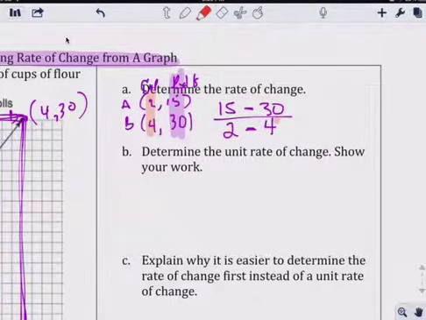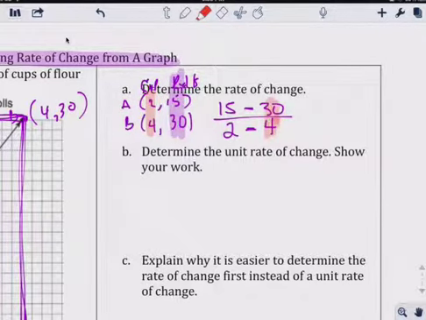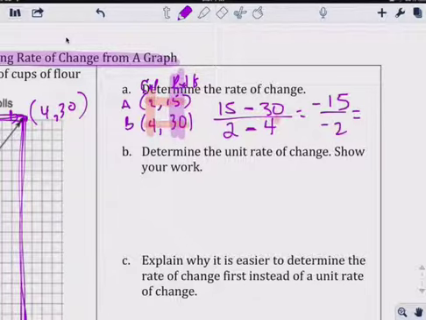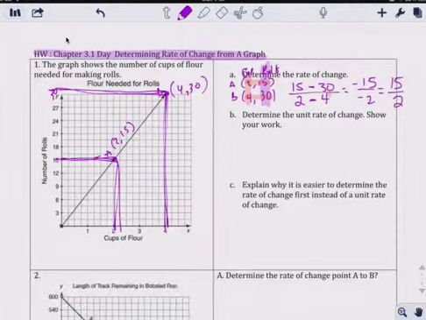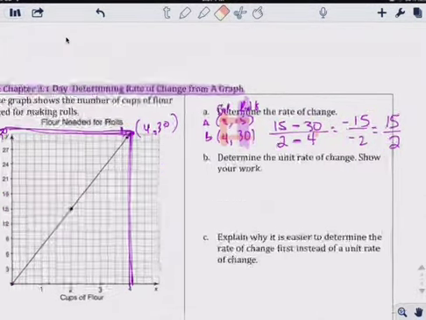The 4 needs to go underneath the 30 for these two. The 15 goes right underneath, the 2 goes right underneath the 15. It has to be like that. If not, your rate of change is going to be wrong. So you got negative 15 and negative 2. So that gives you 15 rolls for 2 cups. Hey, look, 15 rolls for 2 cups. That's your rate of change.